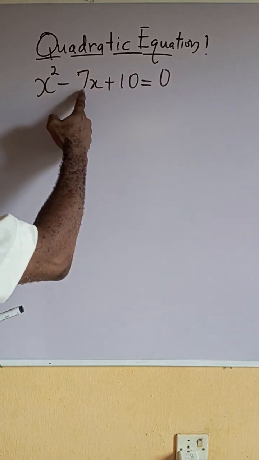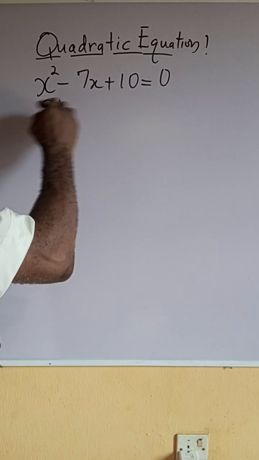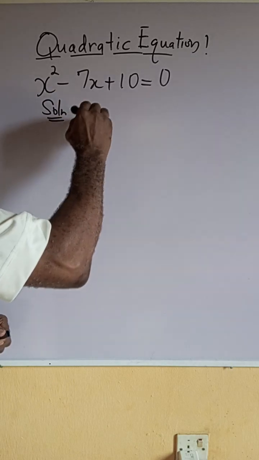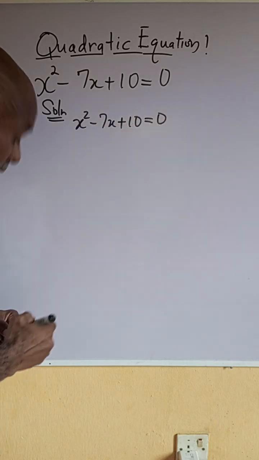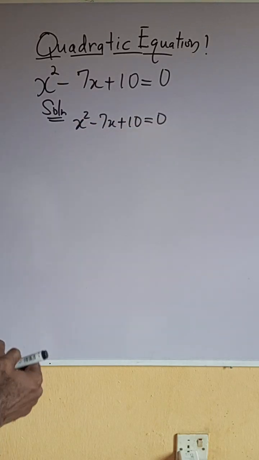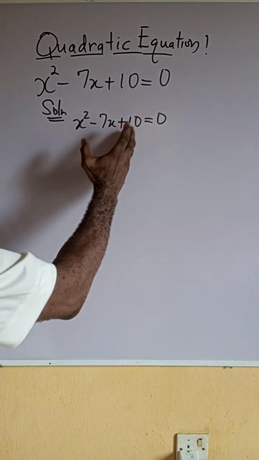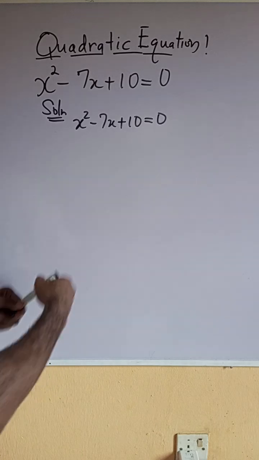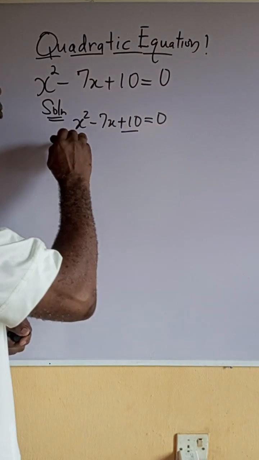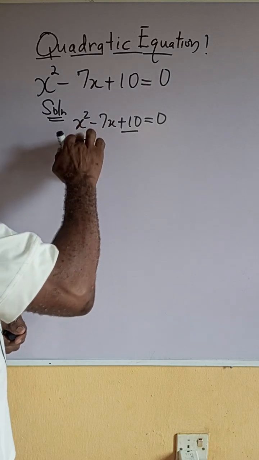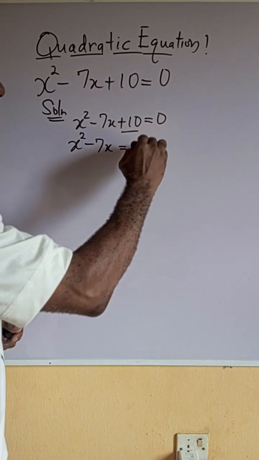x squared minus 7x plus 10 equal to 0. Solution: x squared minus 7x plus 10 all equal to 0. Alright, so the first thing to do here is to move this constant term plus 10 from the left hand side to the right hand side. If we do that, we have that x squared minus 7x is equal to minus 10.